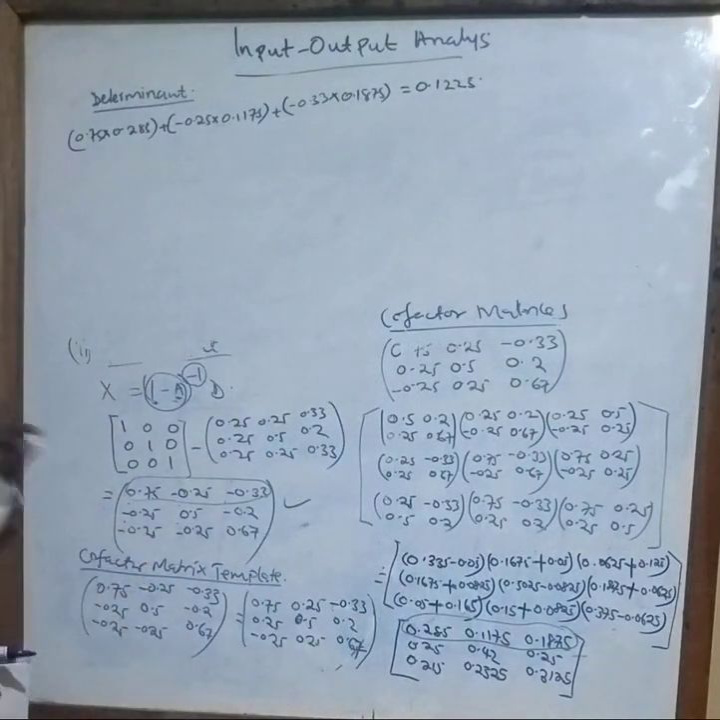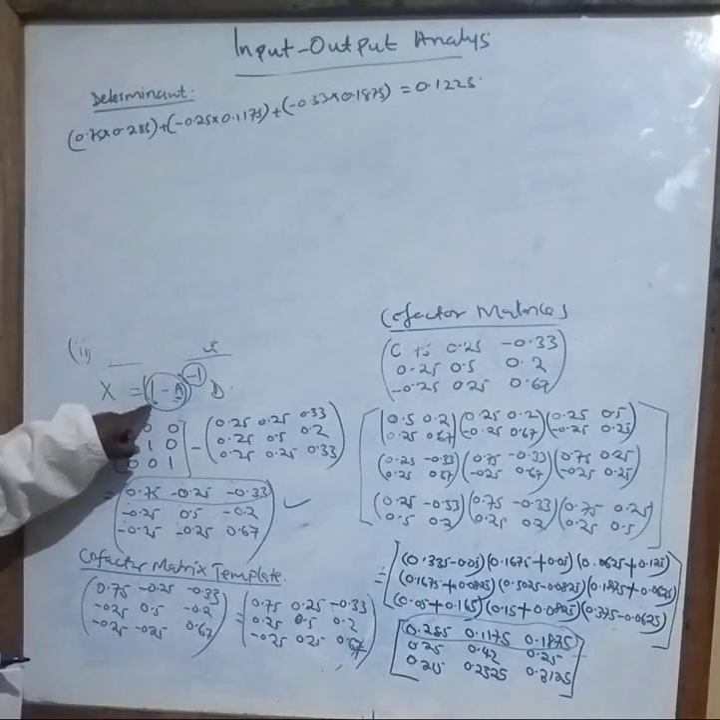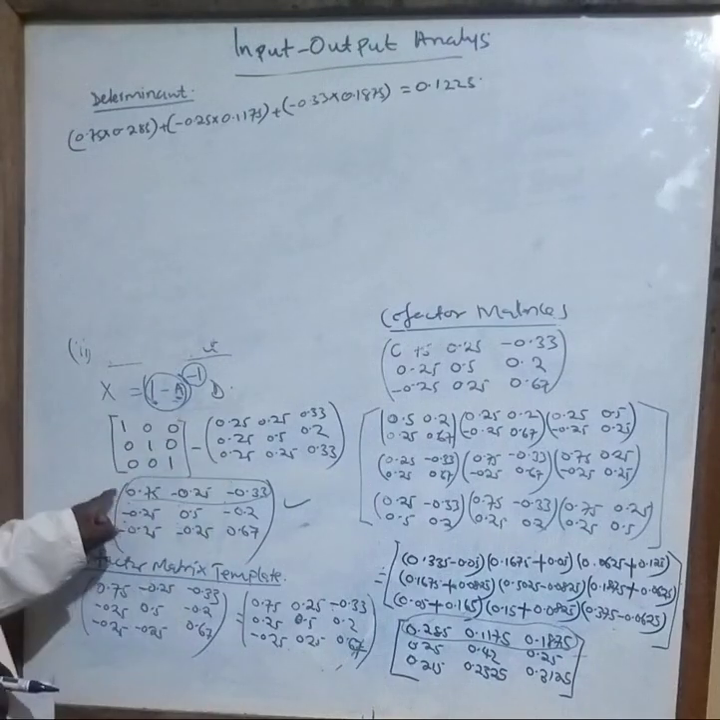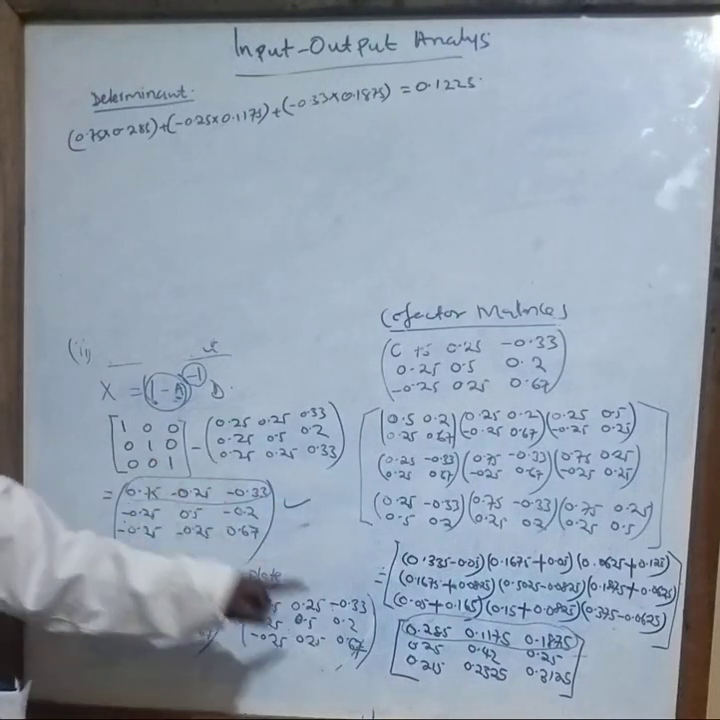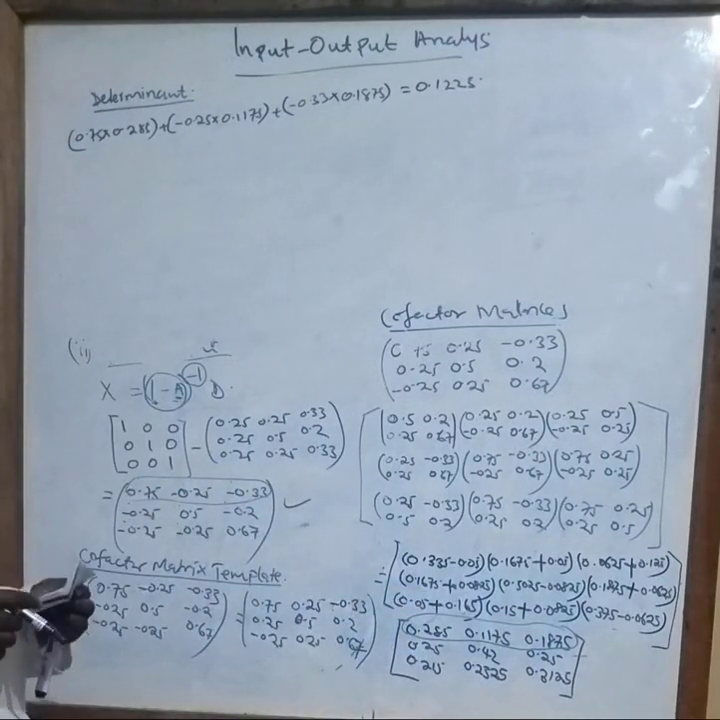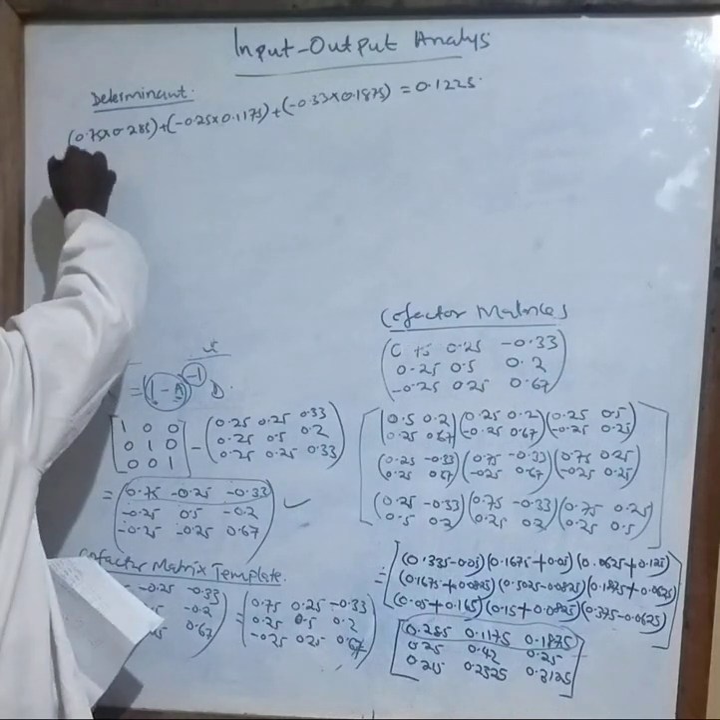From where? How do you get the determinant? You go to your main matrix where you said identity minus coefficient matrix. Then you identify the first row. Then we have also the first row here. So you multiply, you get that answer. Once you are through now, what do you do? You get the inverse.